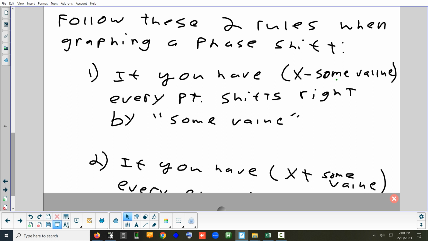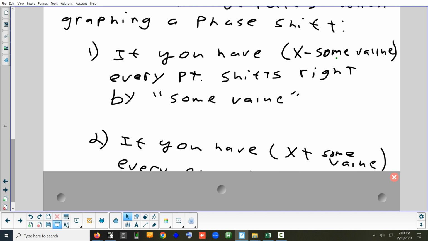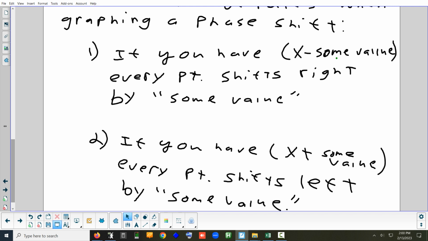All right, what about if it's the opposite? What if it's x plus a value? Which way is that going to go? That's going to move everything left. Again, how much? Well, it depends on what you put there.